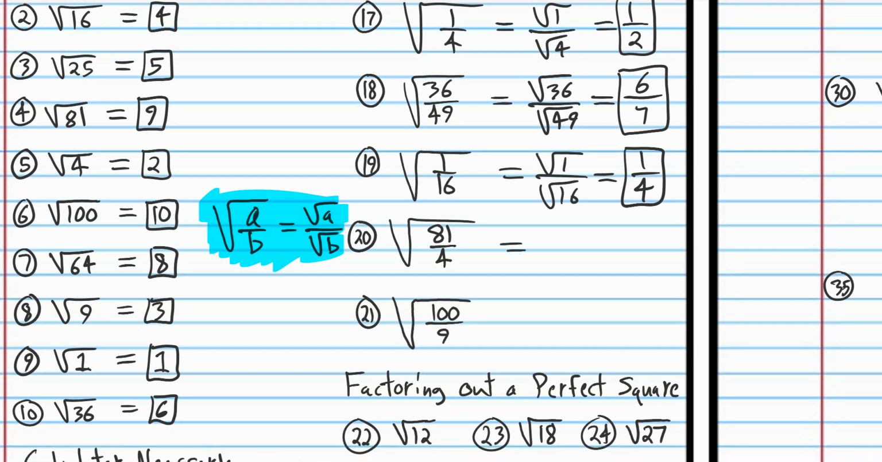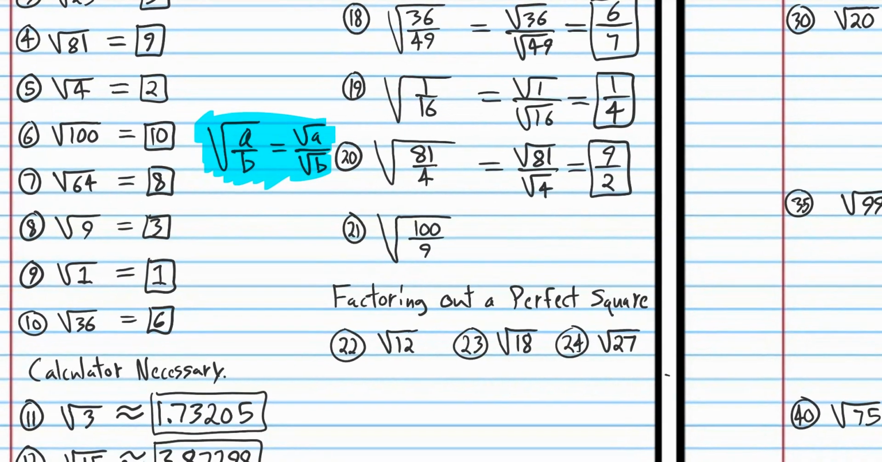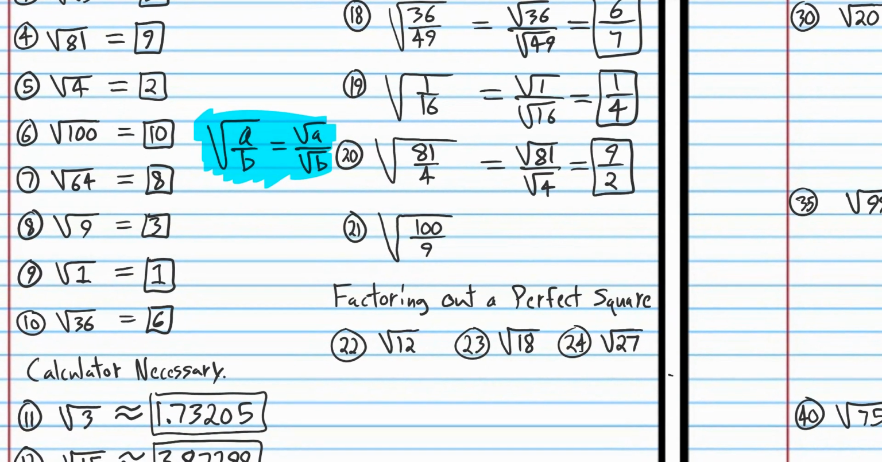All right, we're back. So if you got 9 over 2, good job. All right, try number 21, and when you come back, we'll do it together. All right, we're back. All right, so if you got 10 over 3, good job.